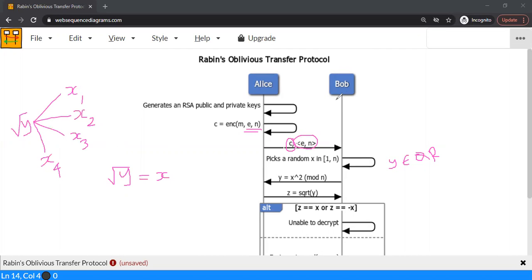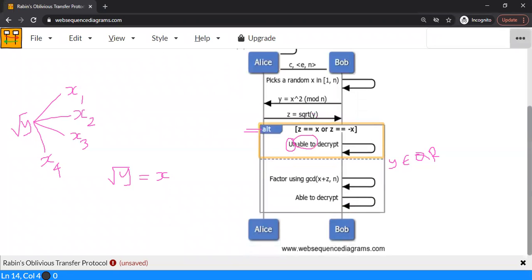Remember, in order for Bob to decrypt, he needs to know the private key, which is only possible if the square root computation reveals a root other than X or minus X. We talked about it in the previous segments. I'm going to assume you watched the previous segment on why this condition is important to satisfy. If Z is not equal to X or minus X, then he goes ahead and factors the number N. Once he factors N using the GCD of X plus Z comma N, he will find the private key factors P and Q from that, and then he will go ahead and decrypt the message.